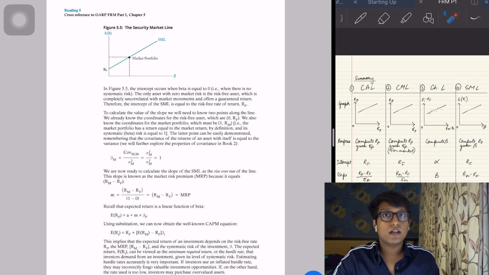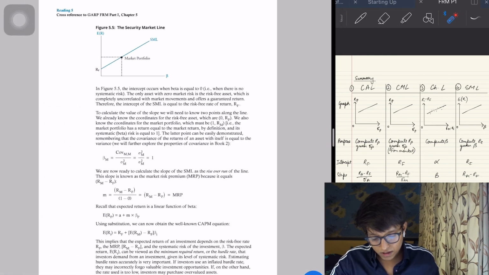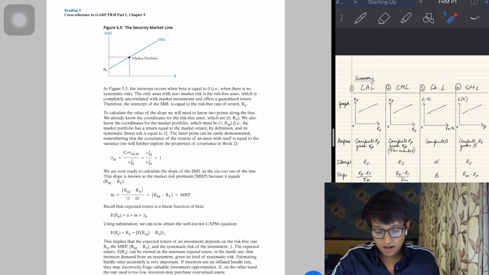And the beta of the market is 1, so you get all the figures required and you get an expected return, the final figure, which is equal to RF plus (RM minus RF) times beta.